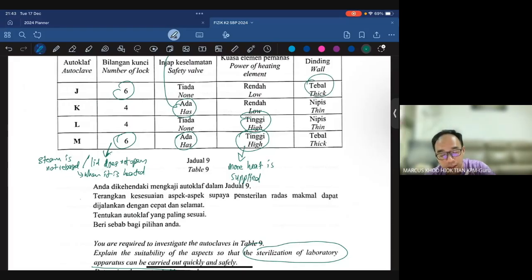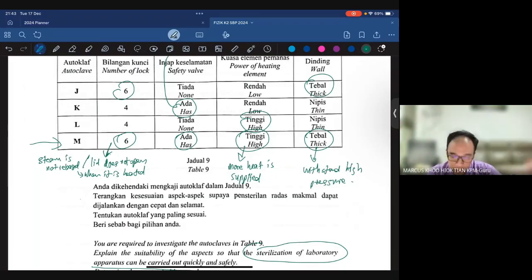Okay, the wall has to be thick. If you see the pattern, you know that we are going towards M. So the wall is thick to be able to withstand high pressure.